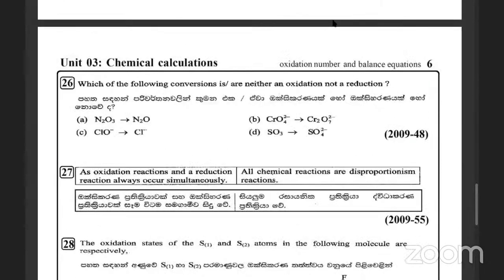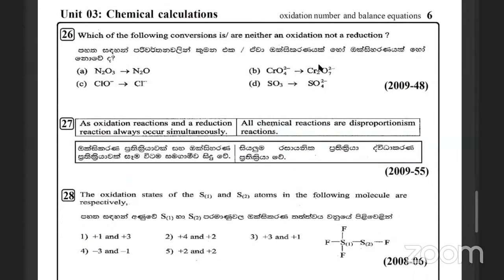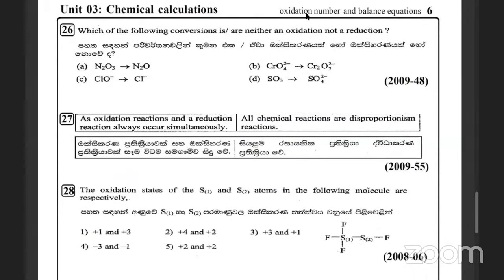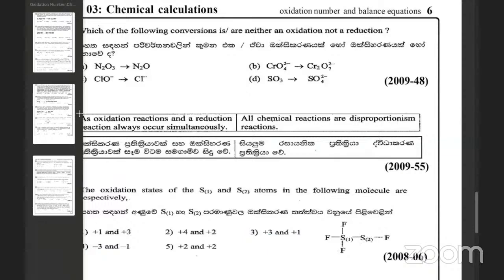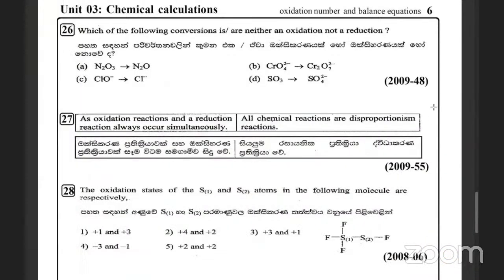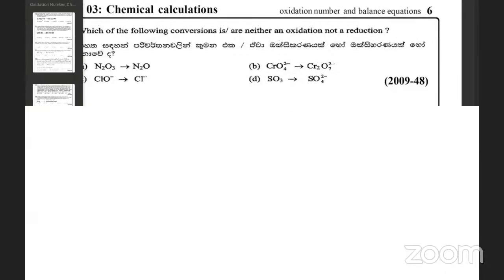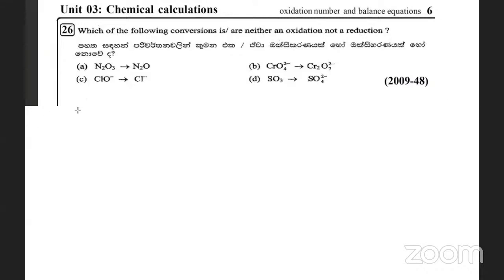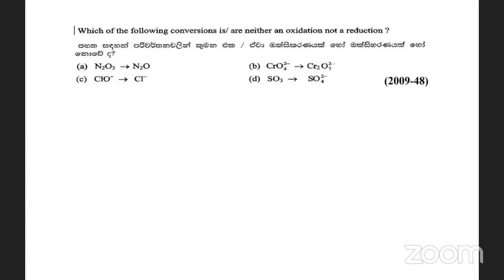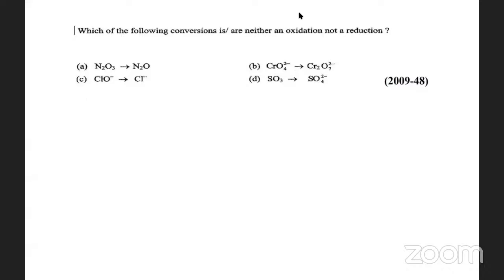Okay, we have a few more questions, but all of them are not based on reactions. Then let's have a look at this question. Which of the following conversions is neither an oxidation nor a reduction? Okay, 2009. Now this is also something you can do based on chemical calculations. Neither oxidation nor reduction means there shouldn't be any change in oxidation number. That's all.